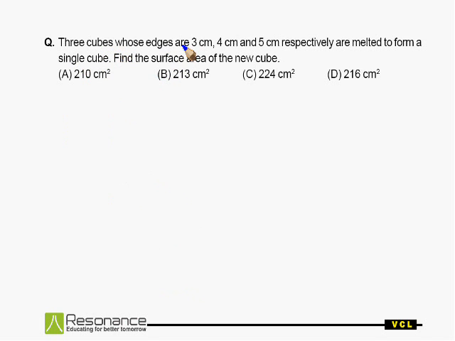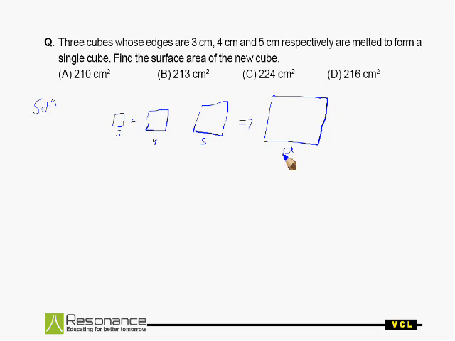Three cubes whose edges are 3 centimeter, 4 centimeter and 5 centimeter respectively are melted to form a single cube. Find the surface area of the new cube. Here we are melting three cubes, let's say one cube of side 3, another cube of side 4 centimeter, and another cube of side 5 centimeter. All these three cubes are melted to form a big cube. Let the side of the big cube be a.